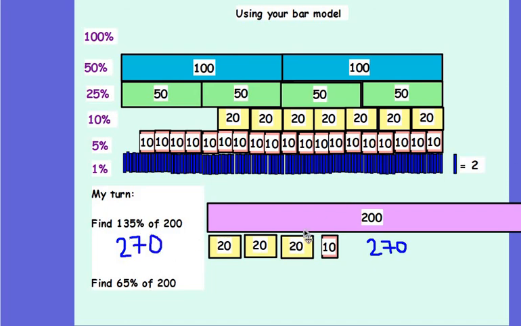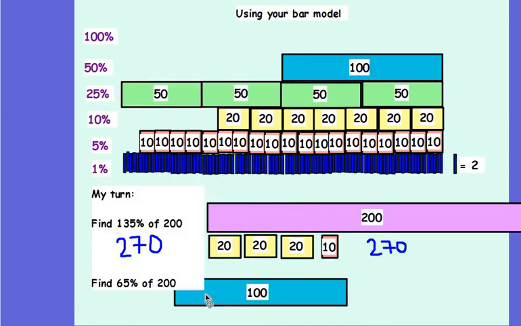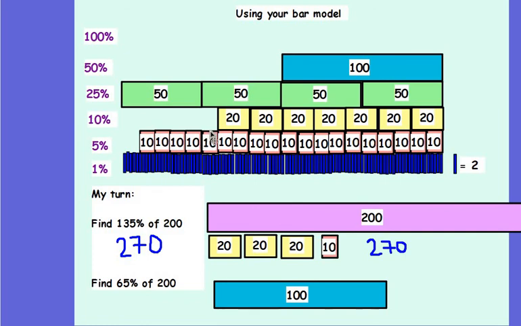If I wanted to find 65% of 200, this time I'll need a 50%, plus another 10%, that gives me 60%, plus another 5%. So altogether this time I've got 130.